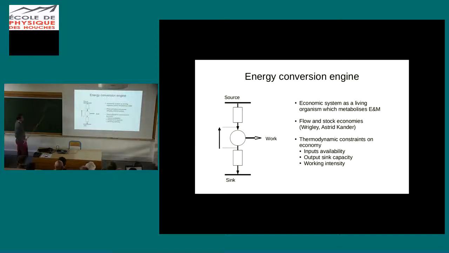And thermodynamic constraints on economy are input availability. It means that if we do not have any source here, if the quantity of the source goes to zero, then the potential also goes to zero, and we cannot obtain work. In the same way, on the other side, the potential of the sink can increase, and then the difference of potential decreases again, and we cannot obtain work again. And we are depending on the working intensity. So this is a way to consider the economic system as a living organism which metabolizes energy and matter.